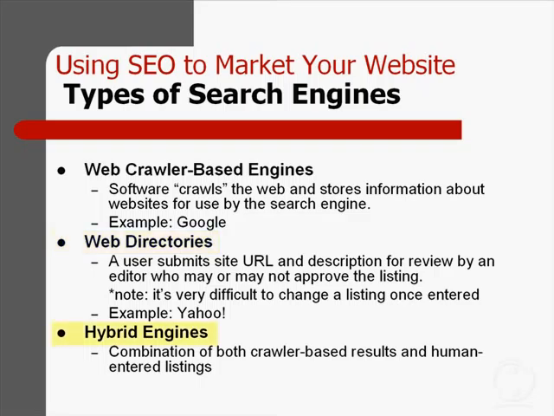Finally, there's the hybrid engines. And these are usually crawler-based engines that still allow a certain degree of manually inserted listings. Now in this tutorial series, we won't really discuss hybrid engines too much. As you'll see later, the emphasis is really on the crawler-based engines, specifically Google. And I'll explain that in a bit more detail in the next video.